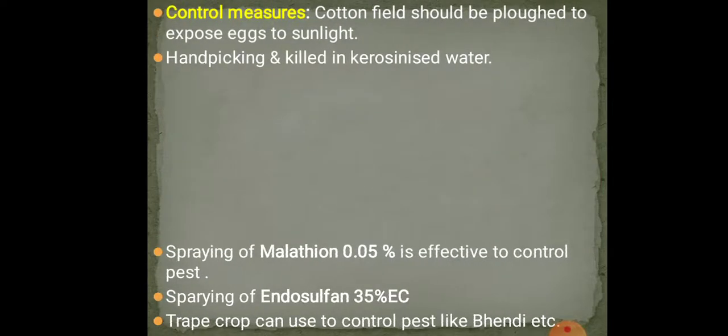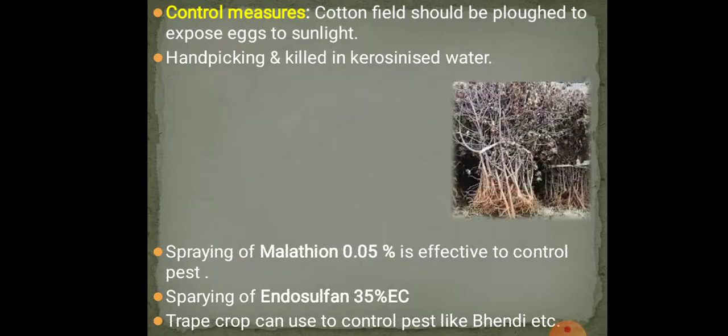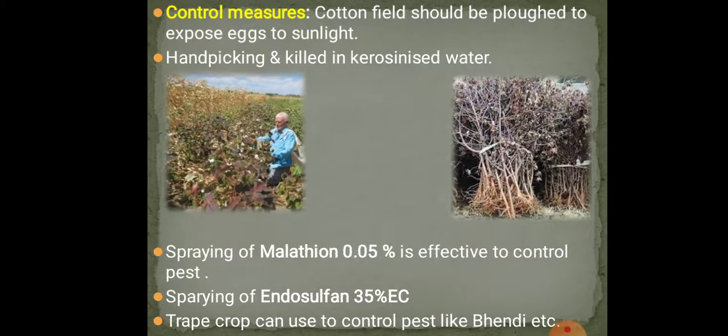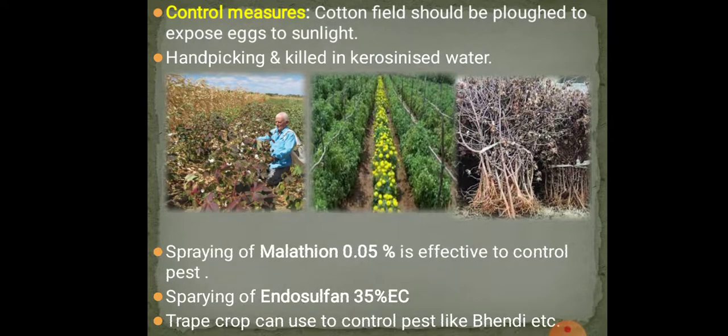Then control measures. The cotton field should be ploughed to expose the eggs to sunlight, or the bugs hand picked and killed in kerosenized water. Spraying of malathion 0.05% is effective to control the pest. Spraying of endosulfan 35% is also effective. A trap crop like bhendi can be used to control the pests.